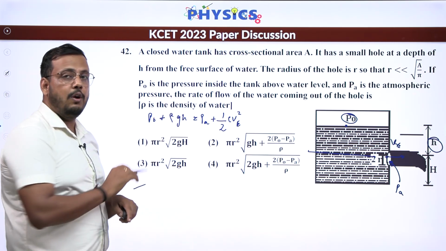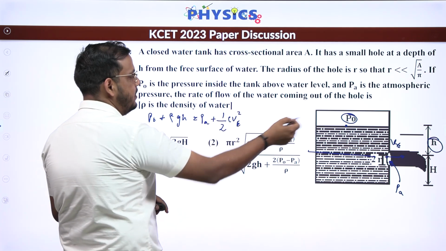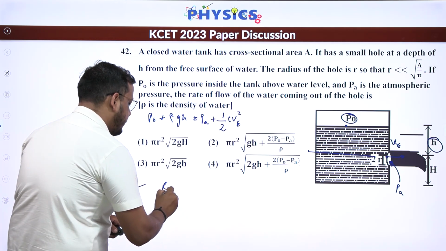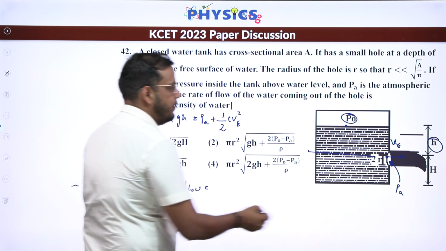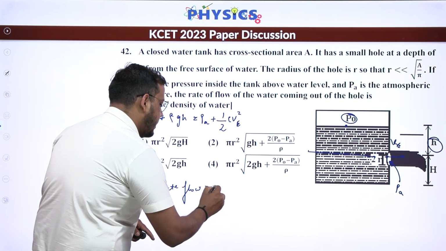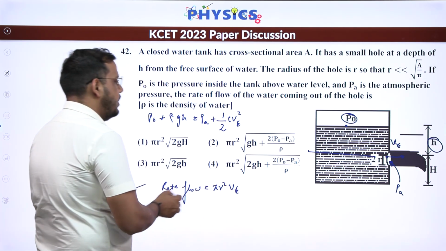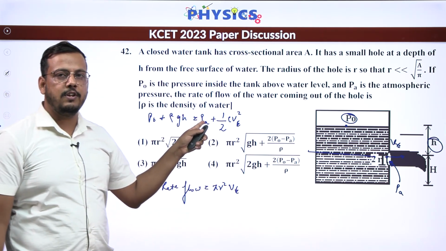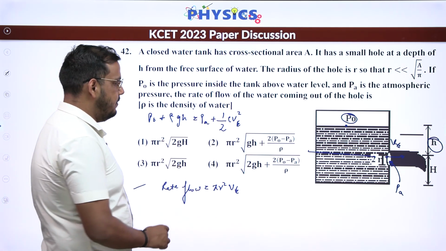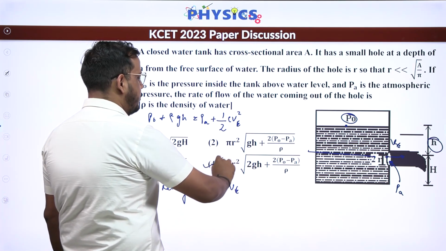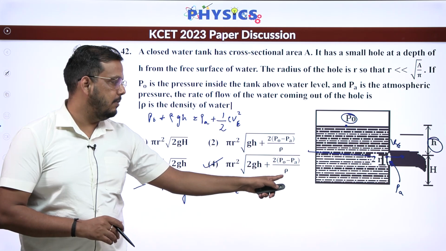So after getting the velocity of efflux here, we can write the rate of flow. Rate of flow is defined as area of cross section of orifice, which is pi r square, into velocity of efflux. So find the value of velocity of efflux from the first equation, place it here, and you will get the answer, which is option 4, pi r square under root 2gh, 2 p naught minus pa by rho.